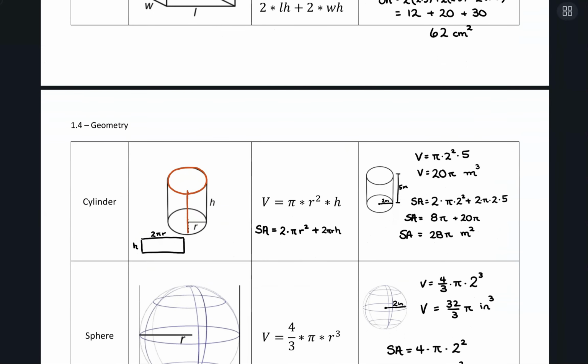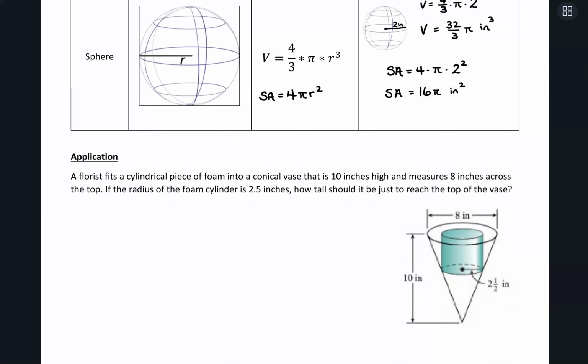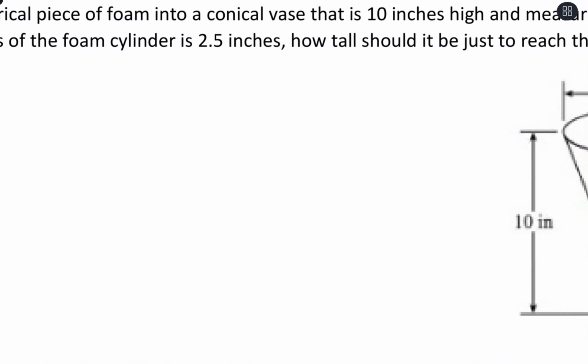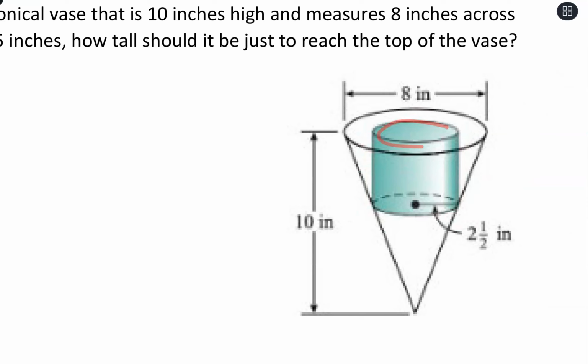Okay, so there's all of our formulas and some examples, but now let's go to an application and try it all together. So we have a florist fits a cylindrical piece of foam into a conical vase. So an image over here, in green here is our cylinder, and then the conical vase is this big cone right here.